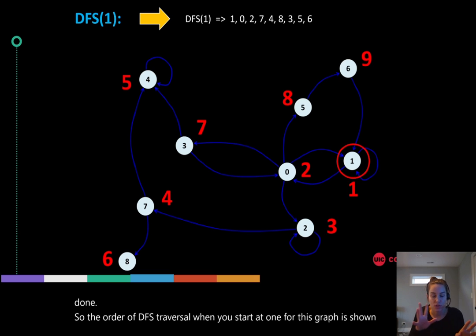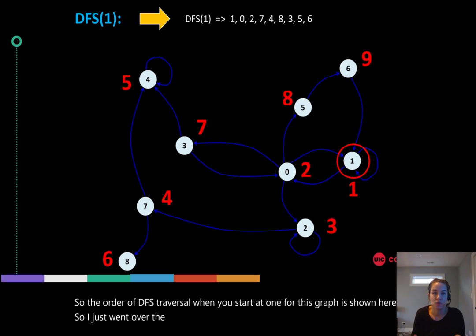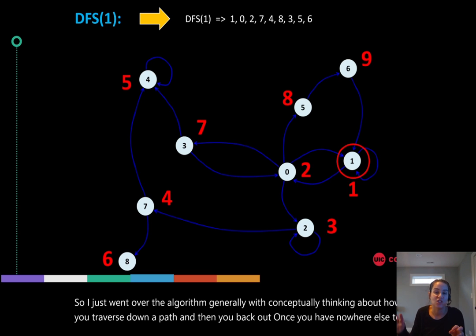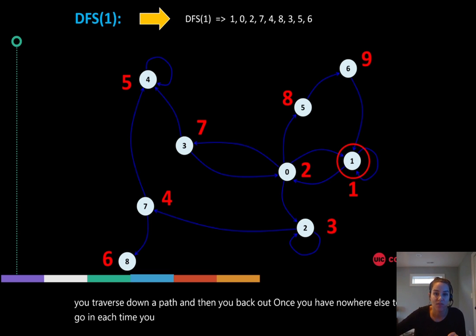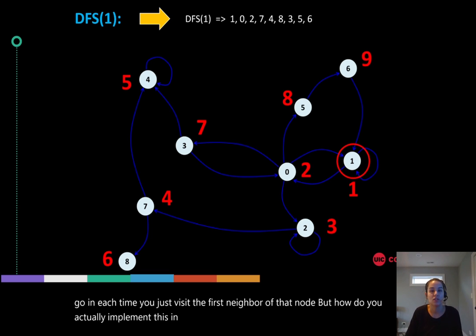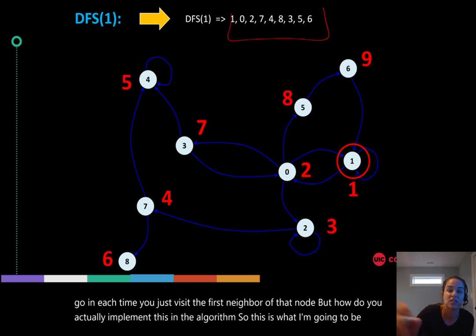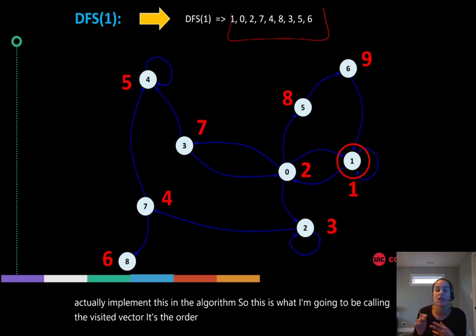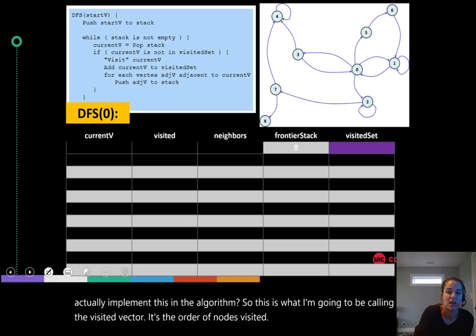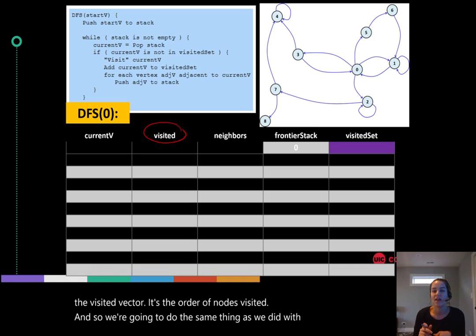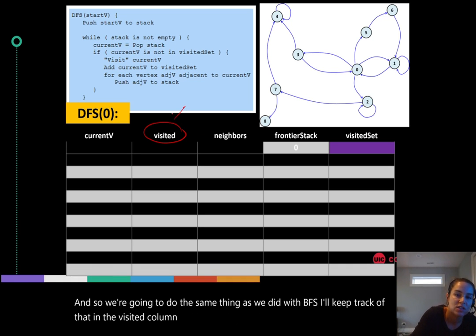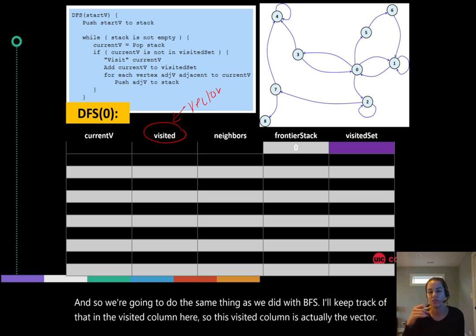I just went over the algorithm generally, conceptually thinking about how you traverse down a path and then you back out once you have nowhere else to go. And each time you just visit the first neighbor of that node. But how do you actually implement this in the algorithm? This is what I'm going to be calling the visited vector. It's the order of nodes visited. We're going to do the same thing as we did with BFS. I'll keep track of that in the visited column here. This visited column is actually the vector that keeps track of the order that it's visited.